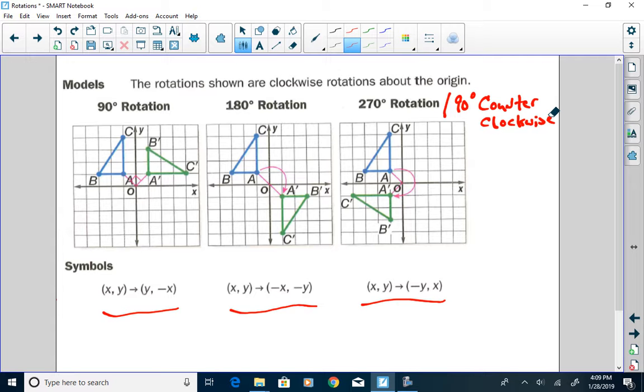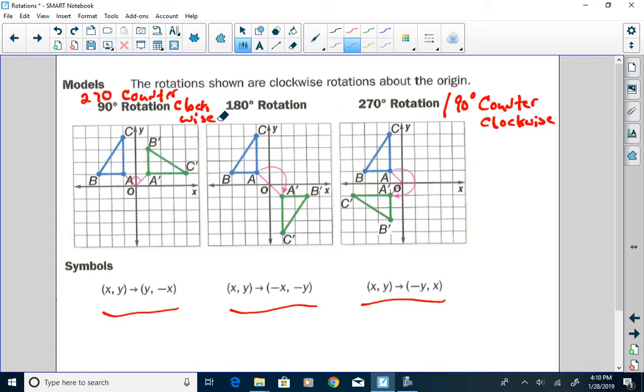And a 90-degree rotation clockwise would be the same as a 270-degree counterclockwise. Right, counterclockwise. Okay, so we can use those rules when we do our rotations. Okay, let's keep that in mind.